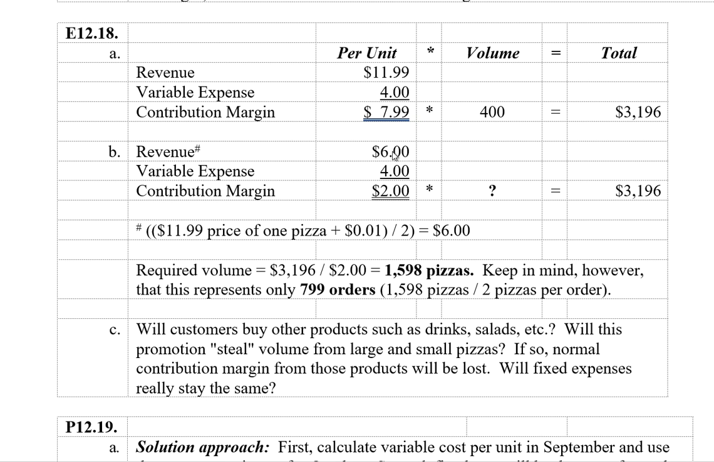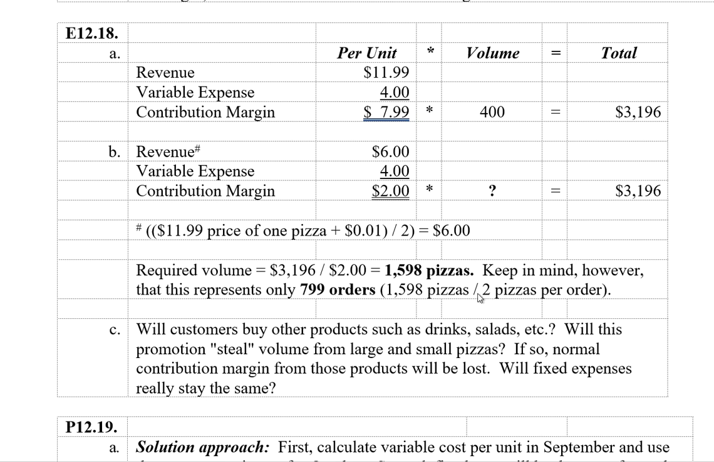So the revenue amount per unit goes way down, but your variable expenses, as long as you're not cheating people, are still going to be the same. You're going to put the same amount of toppings on that pizza. So your contribution margin is going to drop to $2 per order, per pizza. So if you take that $2 and divide it into this 31.96, how many orders do we need to bring in the same amount of money? Well, the orders we need is 799.